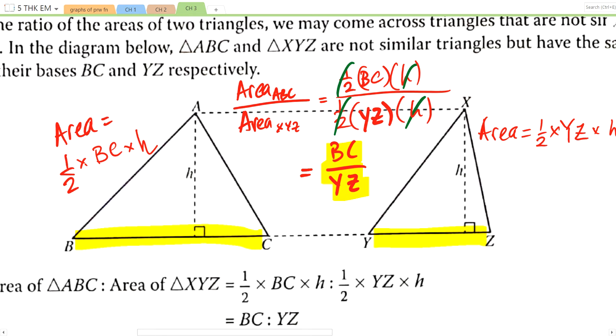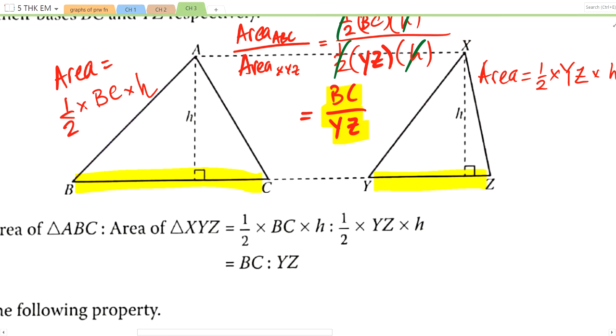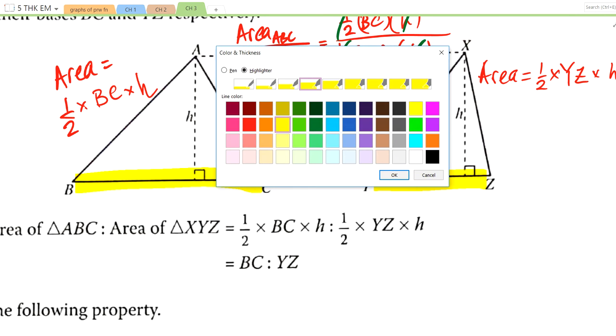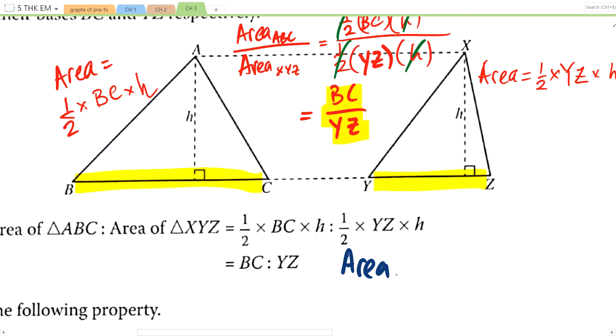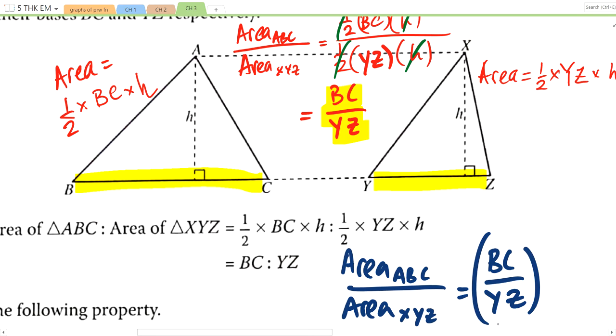Then let me tell you a common mistake. Because students are very used to the ratio of area being the square of the ratio of side, when they come to this, they will write area ABC over area XYZ, then BC over YZ, and they go and square it. This is wrong. Let me emphasize it's wrong.